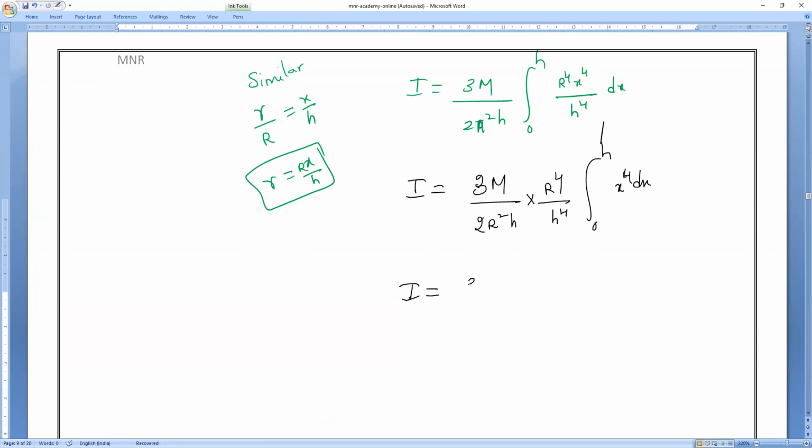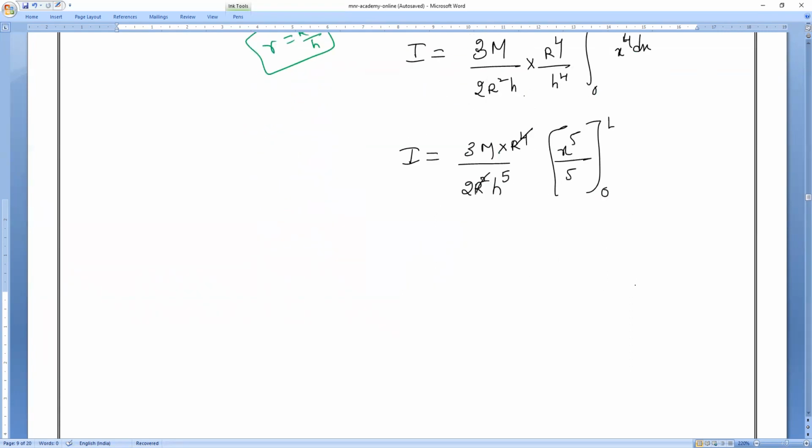So I is equals to 3m divided by 2r square h into h power 4. How much, guys? H into h power 4, how much? H power 5 into r power 4. 4 and square will get cancelled. Integration of x power 4, x power 5 by 5, 0 to h. That's all. I won't substitute it directly.